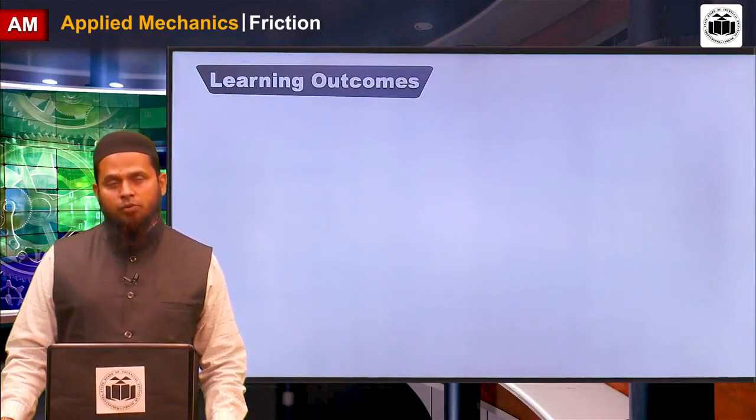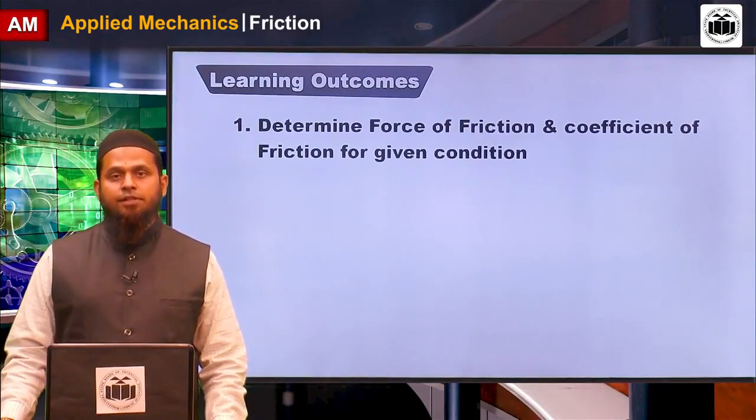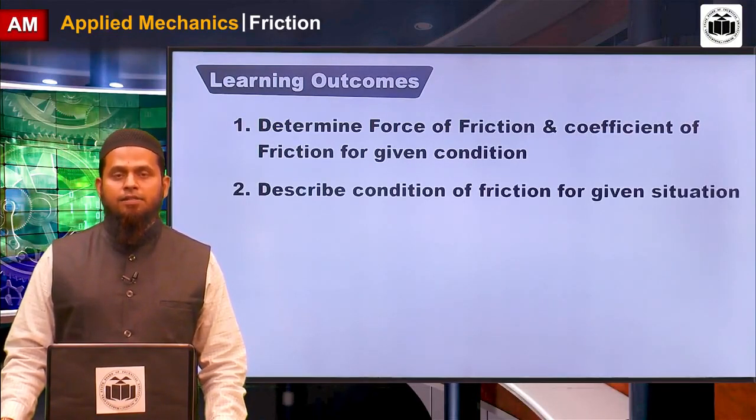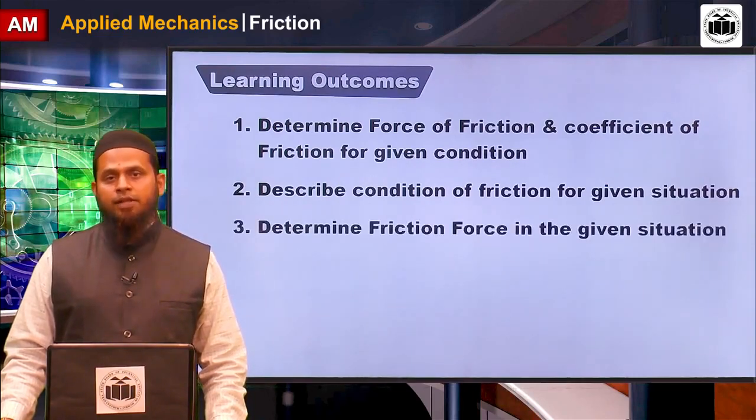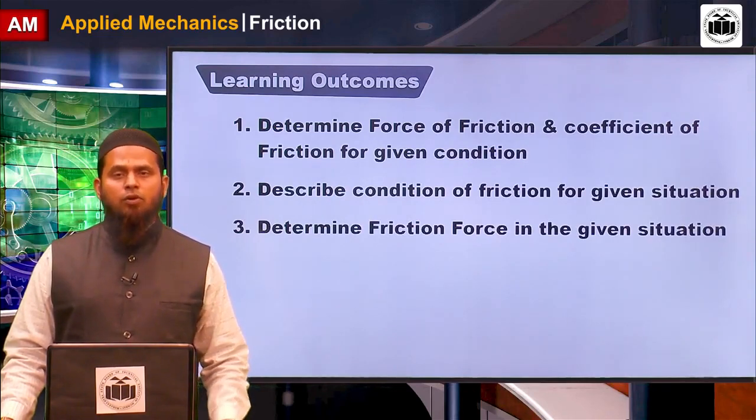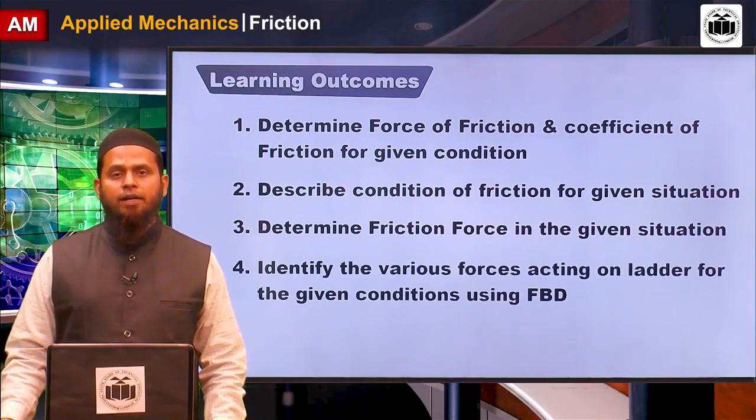There are four learning outcomes. First, determine the force of friction and coefficient of friction for a given condition. Describe the conditions of friction for a given situation. Determine the frictional force in the given situation on the block and identify the various forces acting on the ladder with given conditions using FBD, free body diagram.